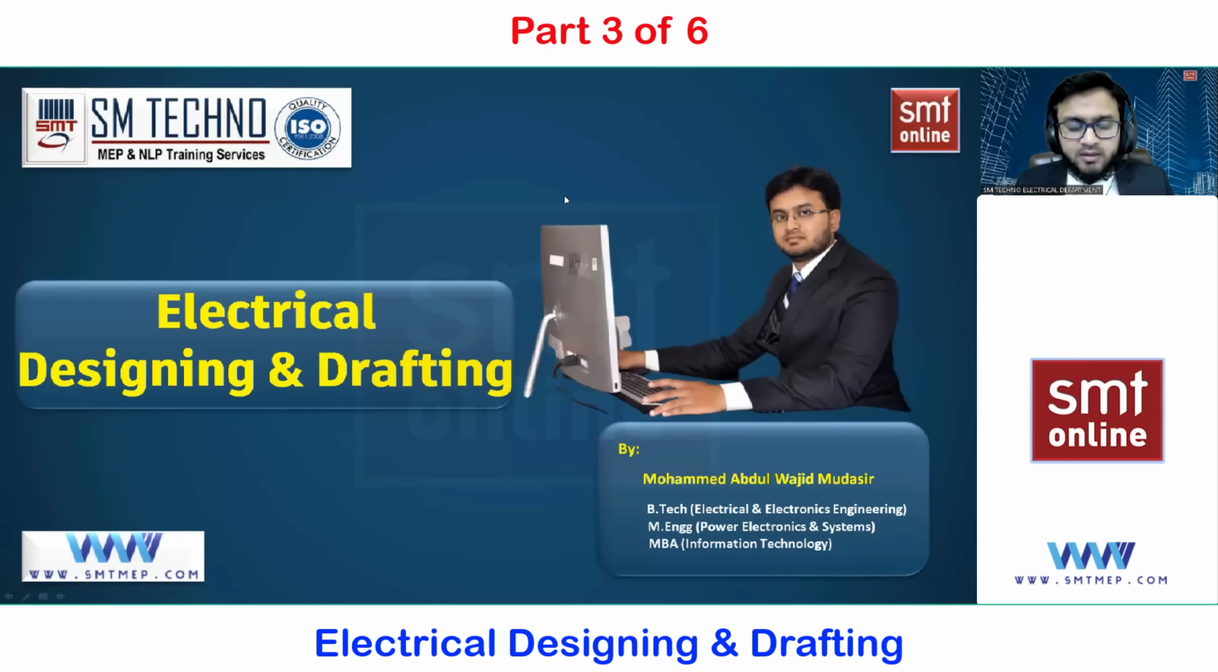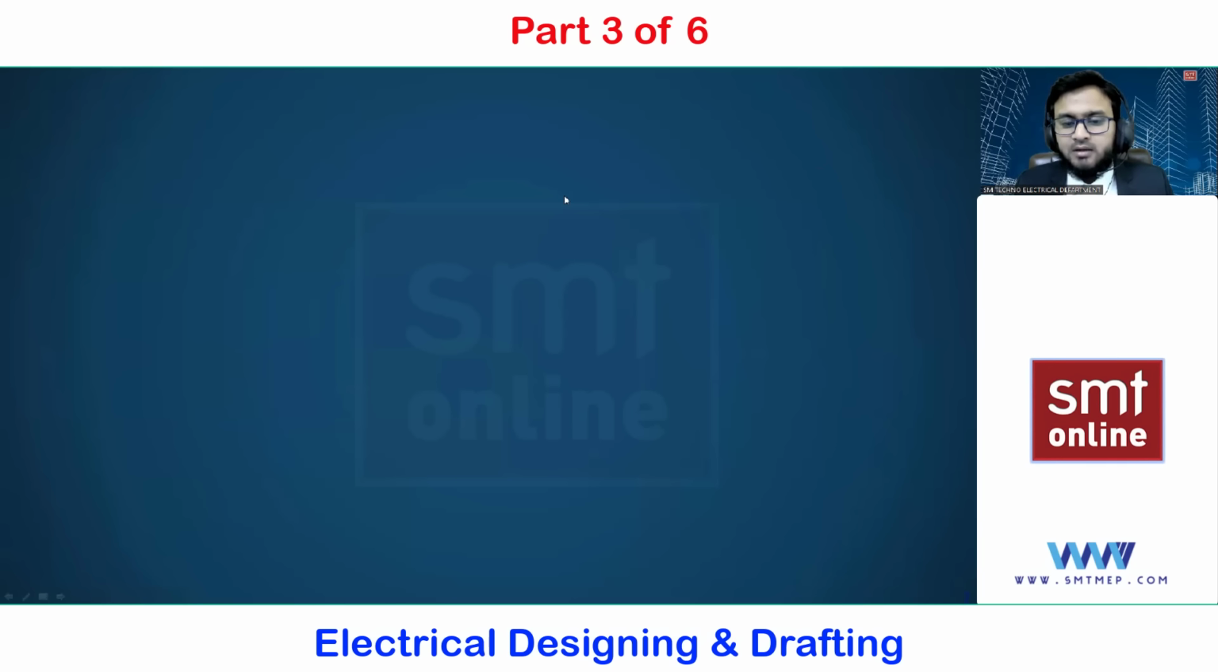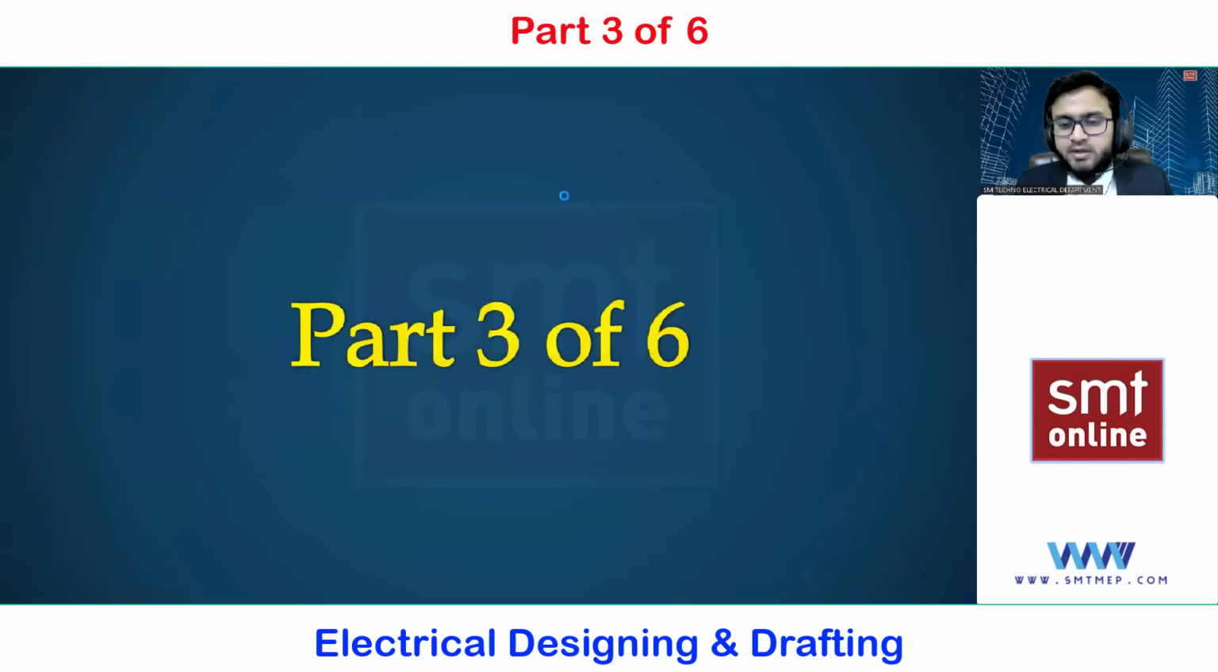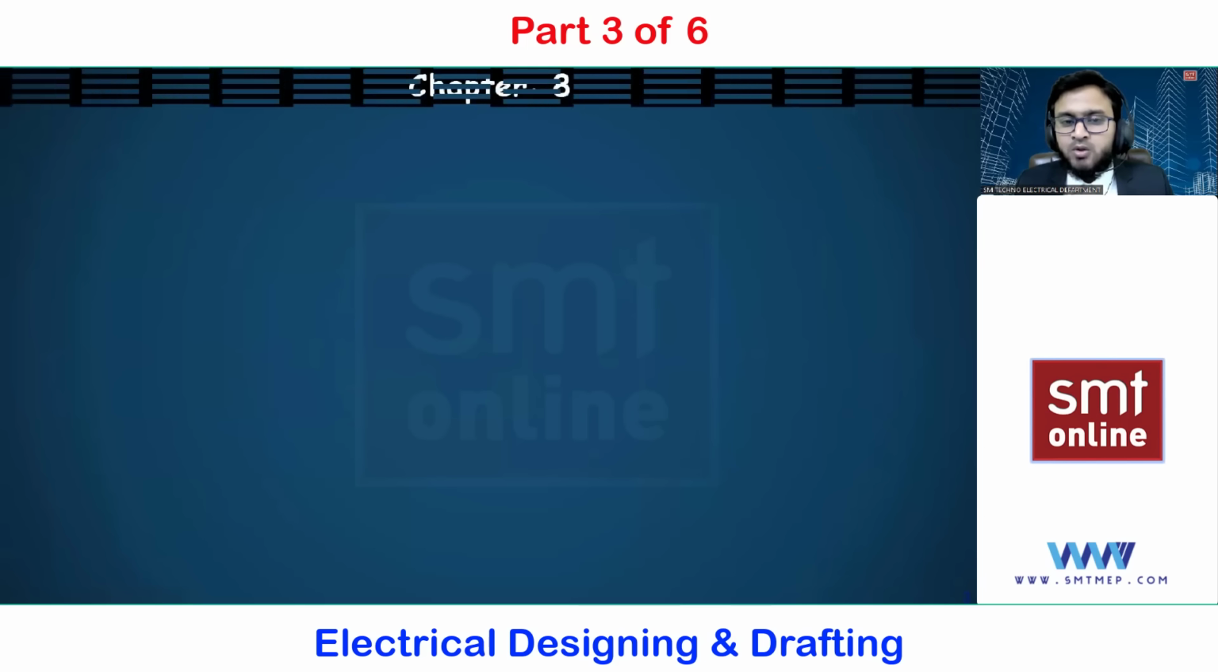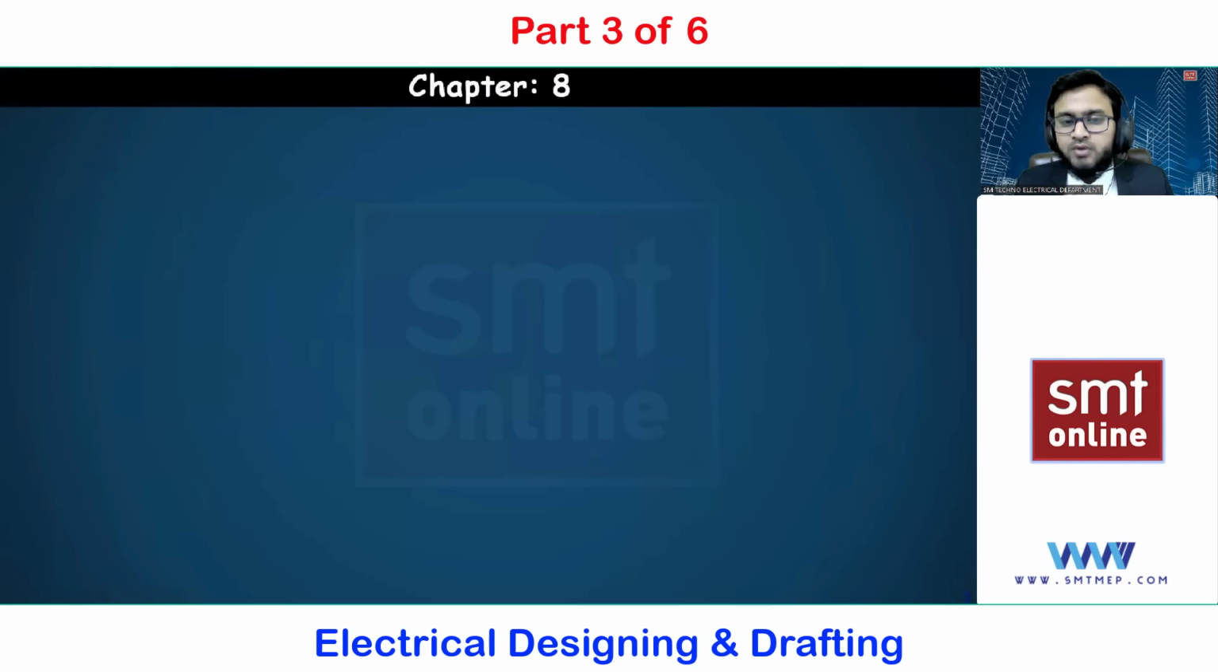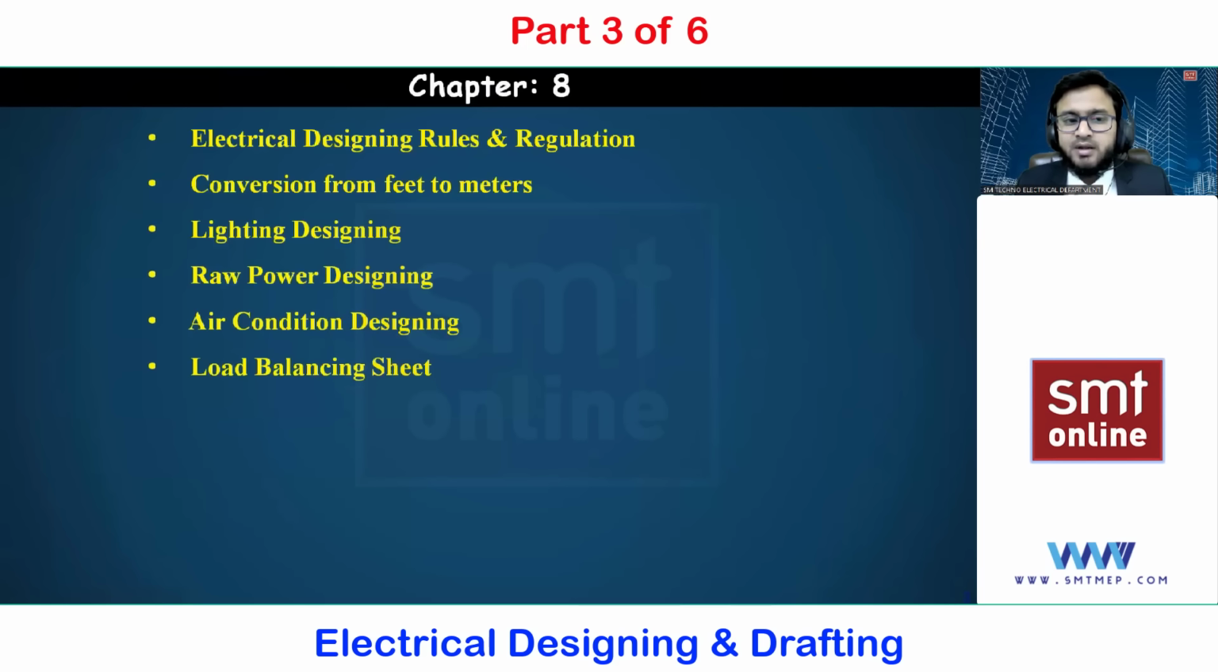Welcome to the next part of the course Electrical Designing and Drafting. This is part 3, where we are going to understand electrical designing. In chapter 8 of the course, we are going to understand the main calculations of electrical designing and drafting. In the first topic of this chapter, we shall see the rules and regulations from the NEC and the NBC standards: how many points we have to select, what type of circuit breaker we have to select, and what size of cable we have to select.